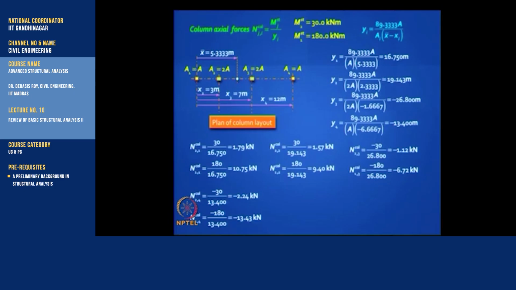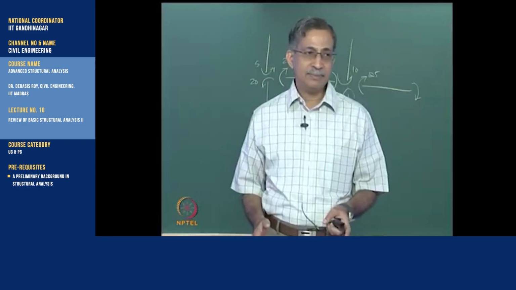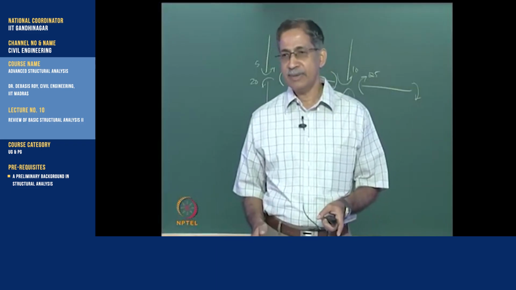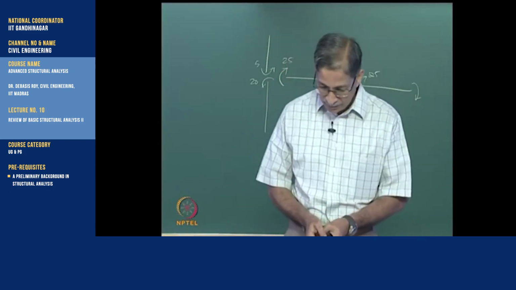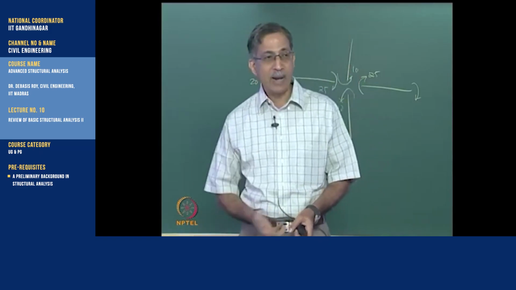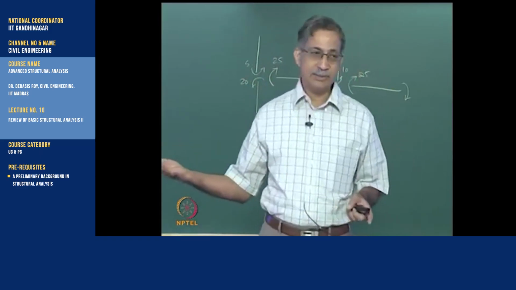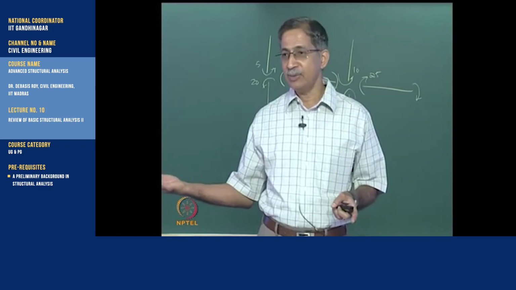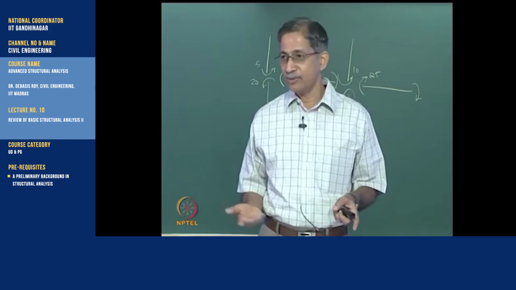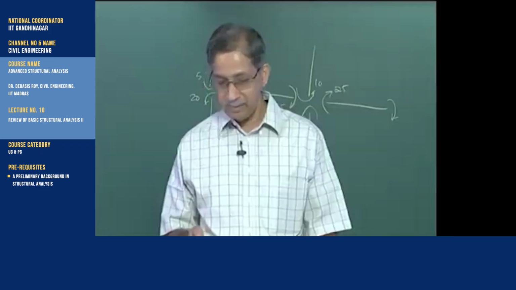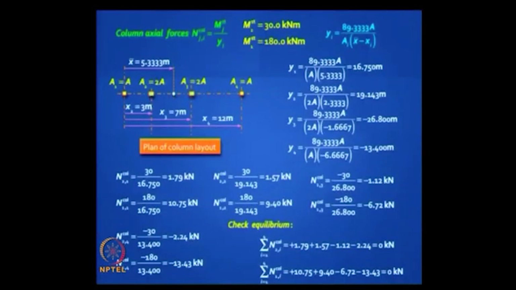If the column axial force is negative, what does it mean? It means that the column is in compression. So that is it. Once you have got these, you can check equilibrium. If you add all the forces, tension and compression, at any story level, they should add up to 0, because there is no net axial force on the building due to wind loading.